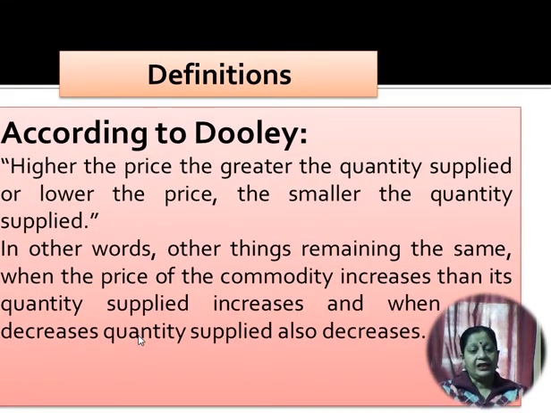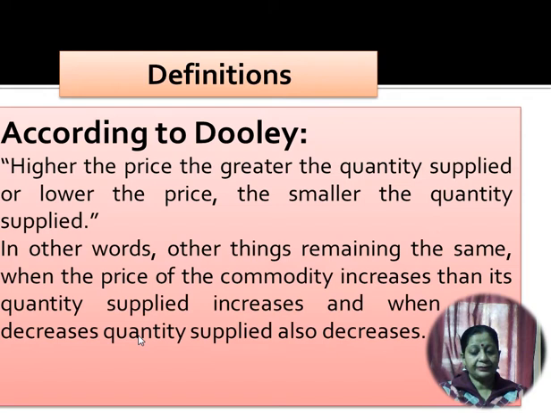According to Dole, higher the price, the greater the quantity supplied, or lower the price, the smaller the quantity supplied. In other words, other things remaining the same, when the price of the commodity increases, then its quantity supplied increases, and when the price decreases, quantity supplied also decreases. Why? Because there is a positive relationship between the price of the commodity and the quantity supplied.